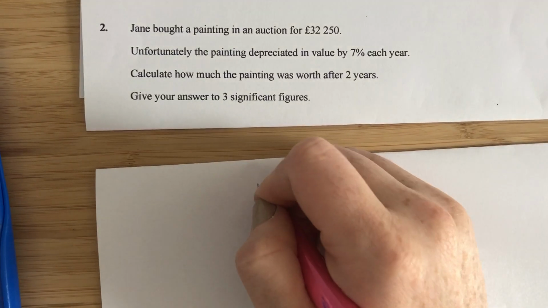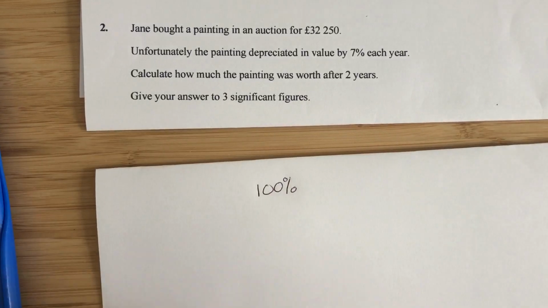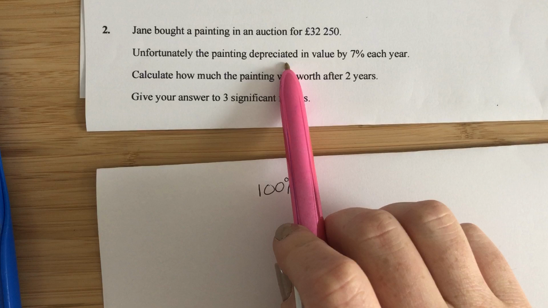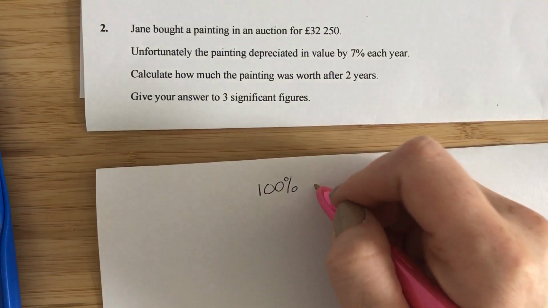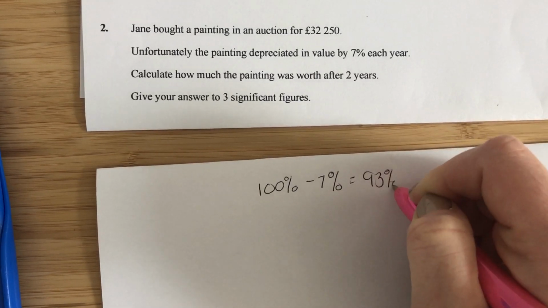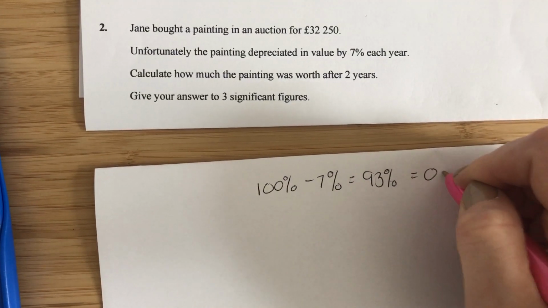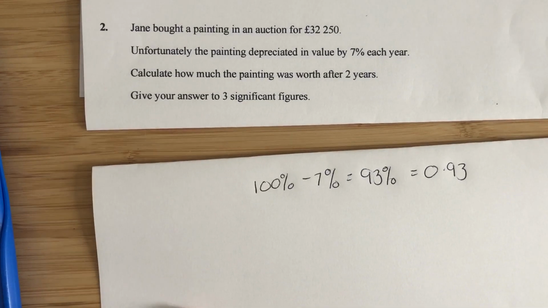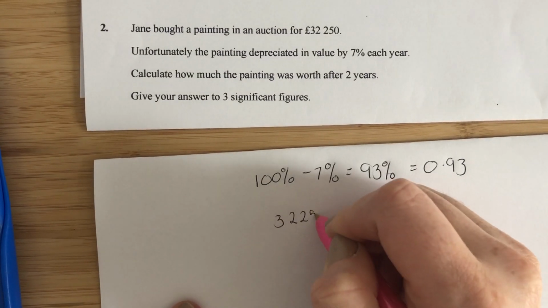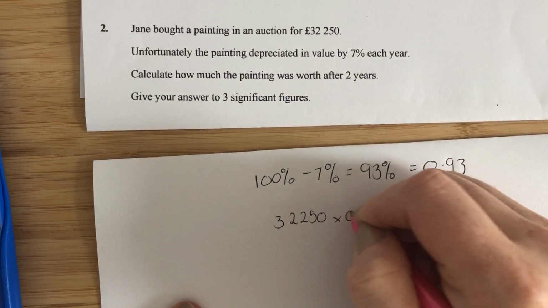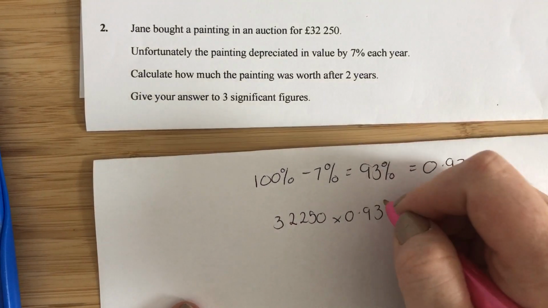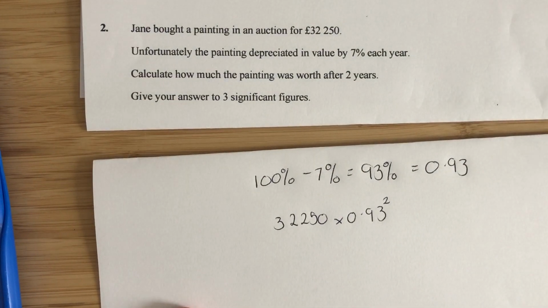Exactly the same process, we start at 100%. We decide whether we're going to add or subtract the percentage here. This depreciated in value, so it's gone down in value, so we're going to subtract that 7% this time. 93%, which divided by 100 is 0.93, and we have our decimal multiplier. Take the original amount, 32,250, multiply it by 0.93, and we want to know how much it was worth after 2 years, so we put it to the power of 2, or square it.